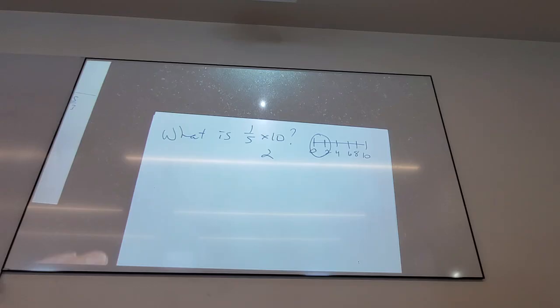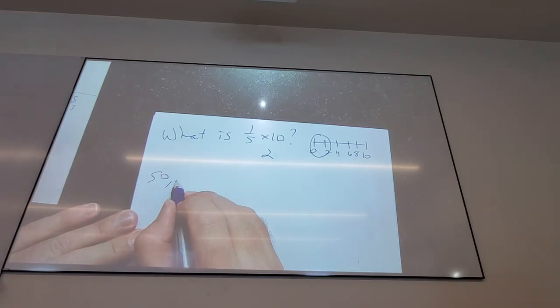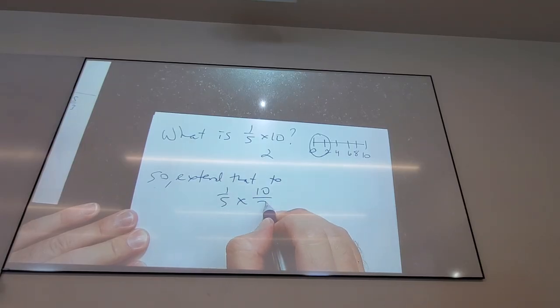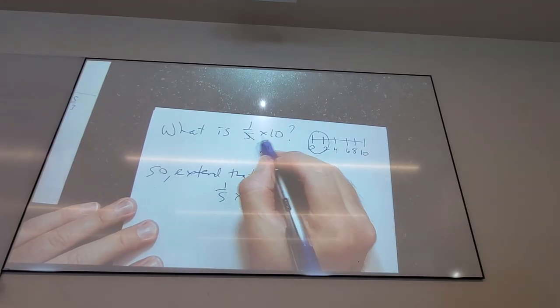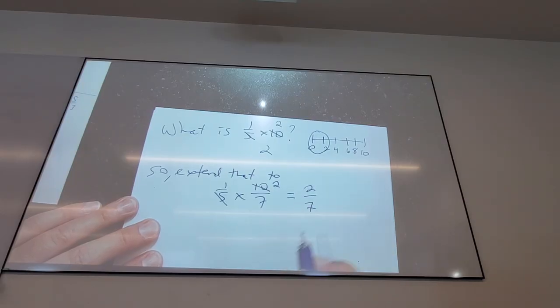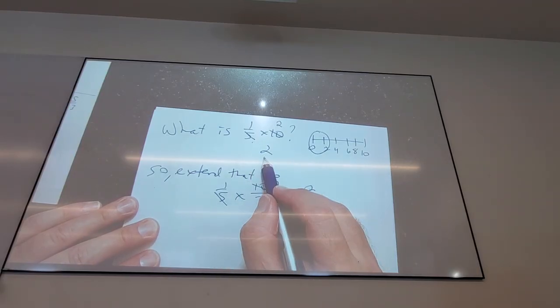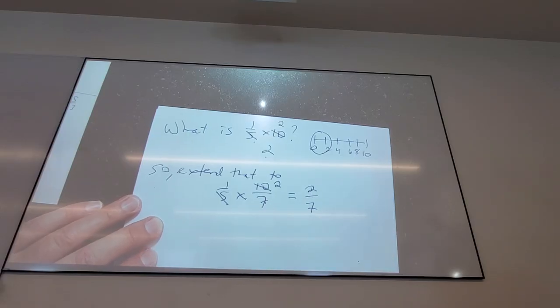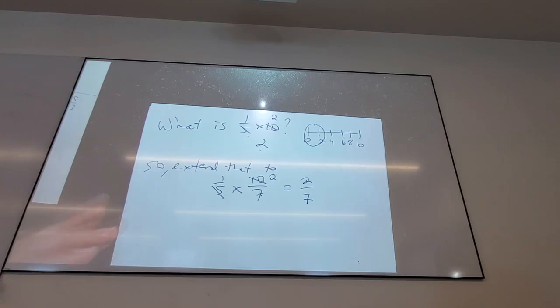Okay, so extend that to 1/5 times 10 sevenths. Now you can say 5 goes into 10 twice. So what's the answer? 2 sevenths. Is everybody with me so far? So 1/5 times 10 is 2. 1/5 times 10 sevenths is 2 sevenths. I just threw in a sevenths, so it just makes it 2 sevenths instead of just 2.